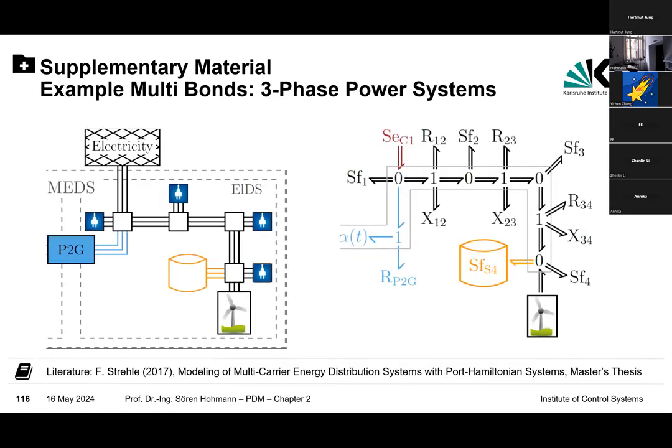We did something similar for some of the models we need, also in electrical engineering. Here we have a three-phase power system modeled as a bond graph, which has been done in Felix Ströder's master thesis, to do a fully bond graph modeling. And then you use the multi-bond, for example, for the electrical system. Then it's possible to do that.